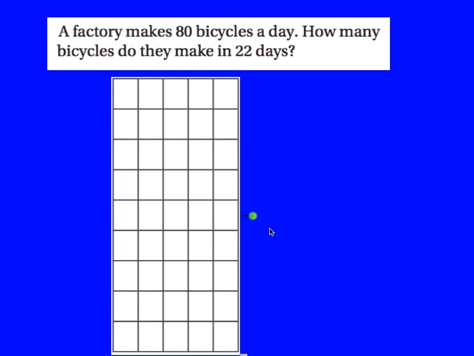A factory makes 80 bicycles a day. How many bicycles do they make in 22 days? So I'm not going to draw my 80 bicycles or my 22 days, but in my head I can kind of imagine that I have groups of days, and in each day I would make 80 bicycles. So I know that that's multiplication. Go ahead and solve the problem and then come back and check your answer. Pause the video now if you haven't already.